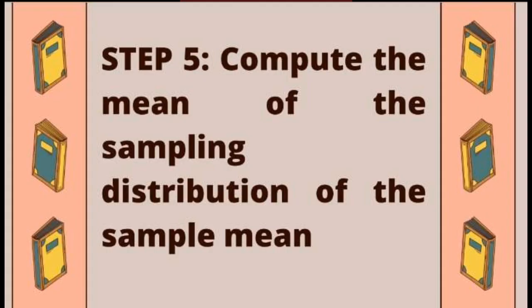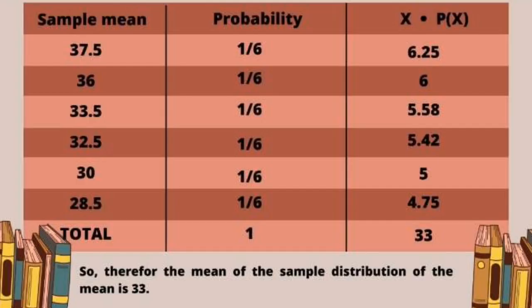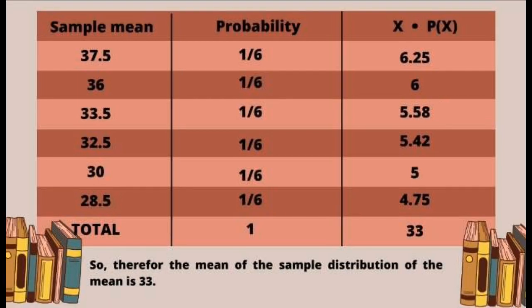Step 5. Compute the mean of the sampling distribution of the sample mean. For the first and second columns, just simply list all the sample means and their corresponding probabilities. To get the content of the third column, just multiply the sample mean by its corresponding probability. And then after all, add the results. So therefore, the mean of the sampling distribution of the mean is 33.